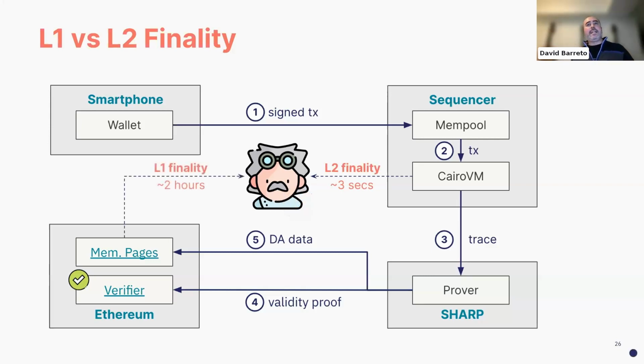Now, finality on layer 1 actually takes longer, because then you have to wait for the validity proof to be verified on layer 1. And that happens in roughly 2 to 3 hours, right? So that's where they come from: layer 2 finality and layer 1 finality.